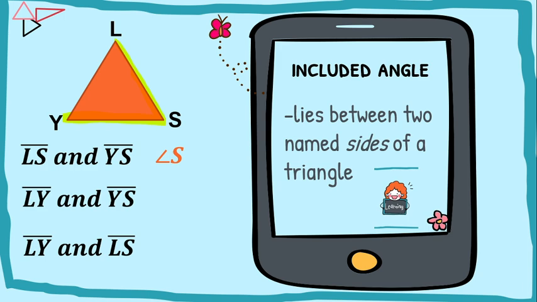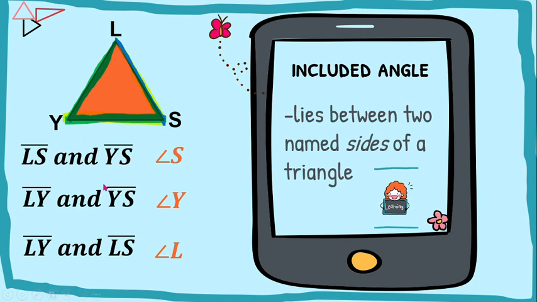So, ito yun. Next, we have LY. So, gamit tayo ng ibang color. LY naman ay ito. And then YS, this one. What is the angle between the two sides? Very good. That is angle Y. And for the last one, we have here LY again, and LS. What is the angle between the two sides? Very good. That is angle L.